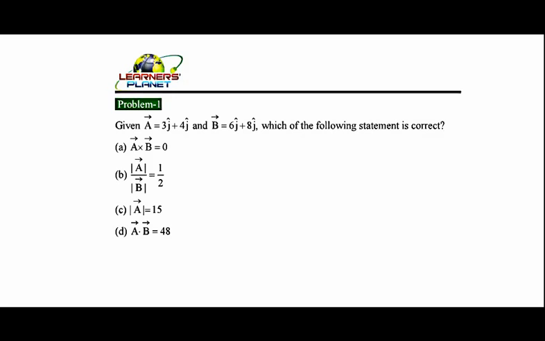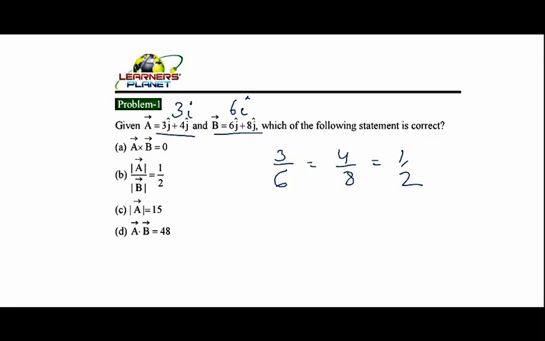Given A is equal to this much and B equal to 3i cap plus 8j cap, which of the following statements is correct? Now let me first clarify that this is 3i cap and this is 6i cap. If you compare the components of vector A and vector B along the x-axis and y-axis, their ratio is 1 is to 2. 3 by 6 is equal to 4 by 8, which is 1 by 2.